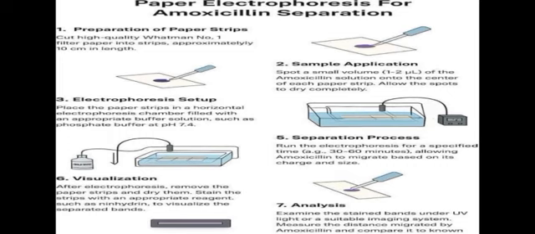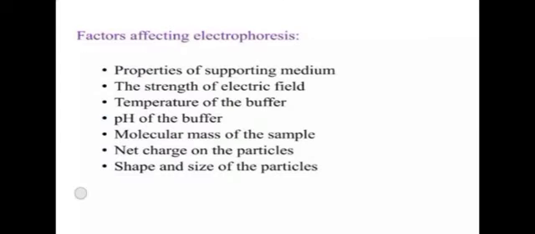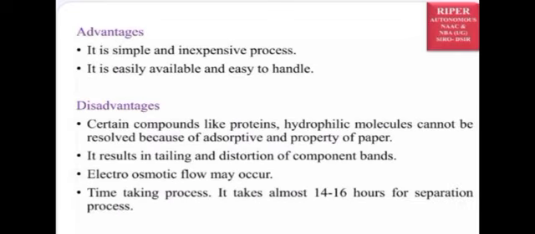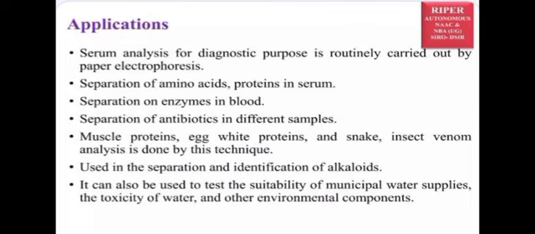We also saw the factors affecting electrophoresis: properties of the supporting medium, strength of electric field, temperature of buffer, pH of buffer, molecular mass of sample, net charge on the particle, and shape and size of the particle. Next we saw the advantages and disadvantages and the applications of paper electrophoresis. These are the paper electrophoresis techniques. Thank you.